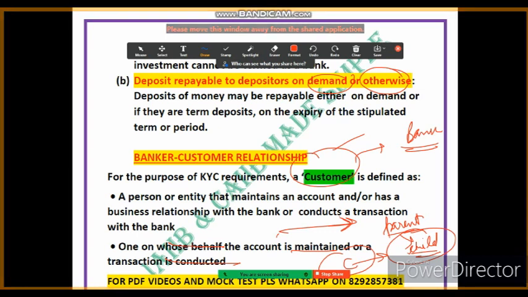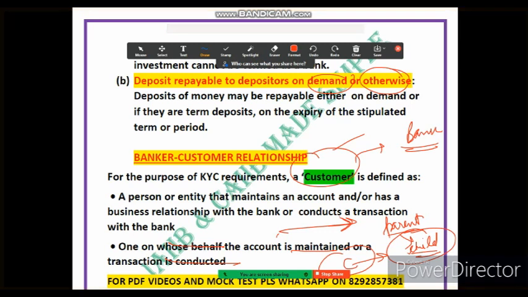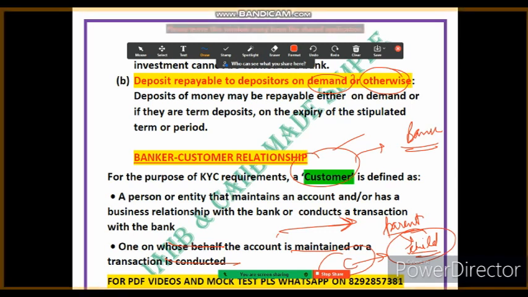So let's summarize. Through what we have studied, an institution called a bank accepts deposits with the purpose of lending or investing, and deposits would be repayable to the depositor either immediately or at the end of a specified term.